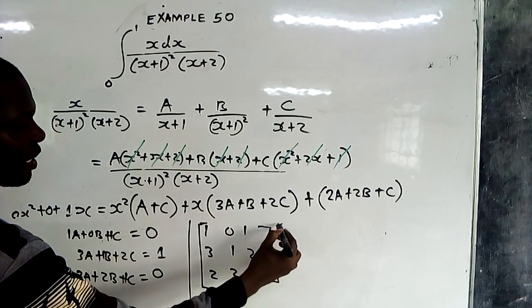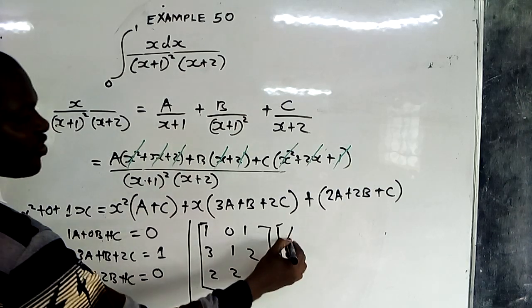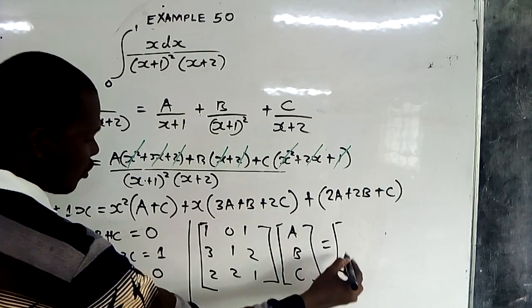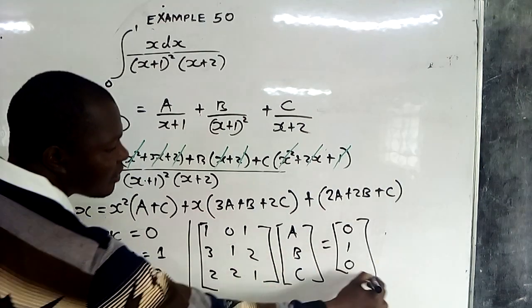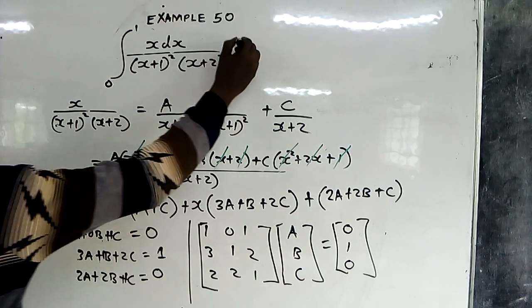So that matrix times ABC is equal to the solution, which is 0, 1, 0. Are we together? Yes, we are. So from there, use Cramer's rule. Remember, here we are.